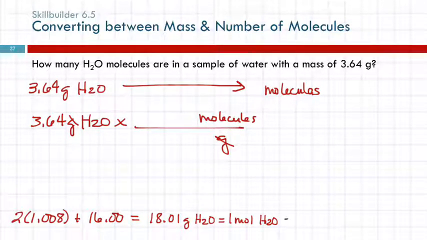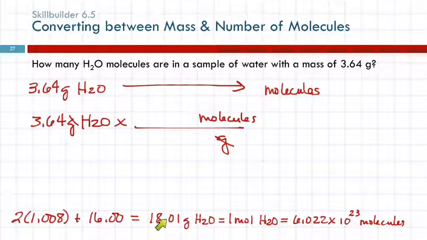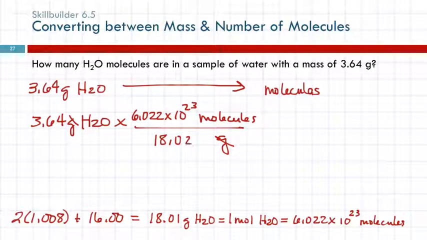Well, how many molecules are in 1 mole? 6.022 times 10 to the 23rd molecules. So if this mass is equal to 1 mole and 1 mole equals this, then this mass has to equal that number of particles. So Avogadro's number of molecules, which is 1 mole of molecules for water, weighs 18.02 grams.